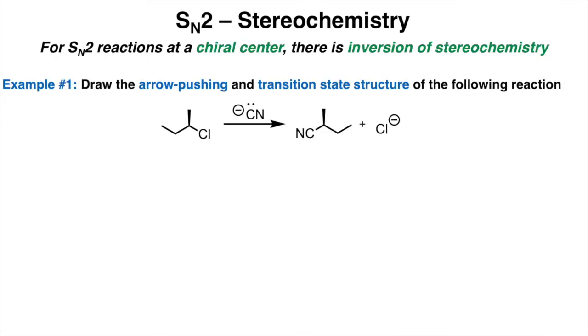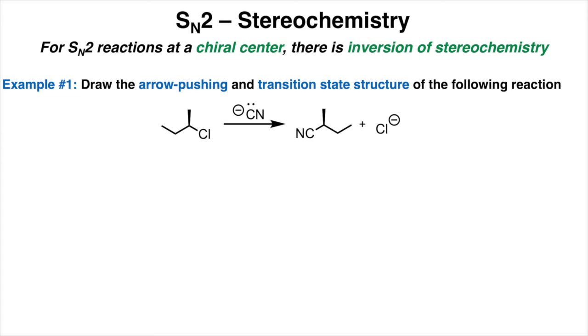Lastly, if the leaving group of an electrophile undergoing an SN2 reaction was bound to a chiral center, there would be an inversion of stereochemistry. Keep in mind that this only occurs if the leaving group itself was bound to a chiral center. If there are other chiral centers in the other parts of the molecule that are not part of the reaction, they would be unaffected. To understand this better, let's look at an example.